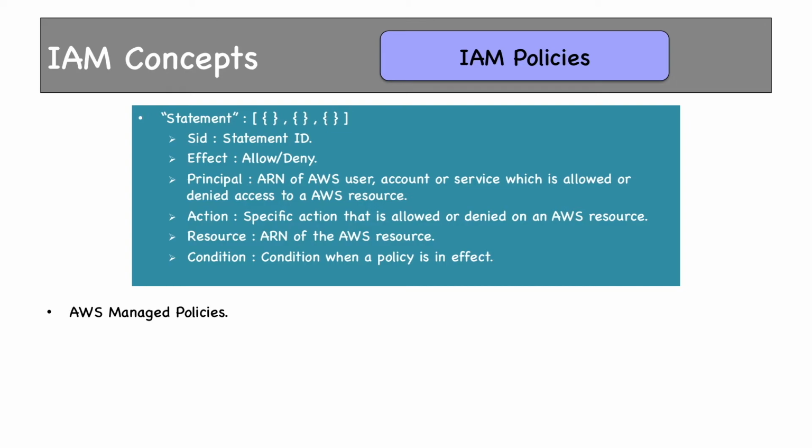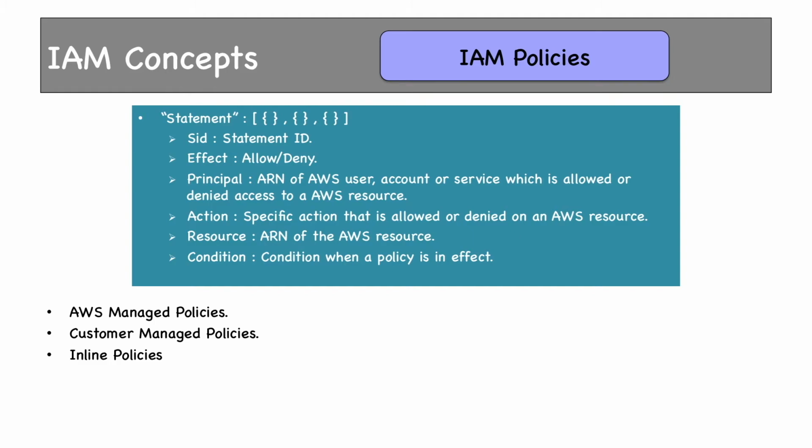Then we have AWS managed policies. These policies are provided and managed by AWS. We can have custom policies created by us. And then finally, we have inline policies. An inline policy is a policy that is embedded in a principal entity, which can be a user, a group, or a role. The policy is an inherent part of the principal entity. We will not use or see too much of these inline policies in our session.